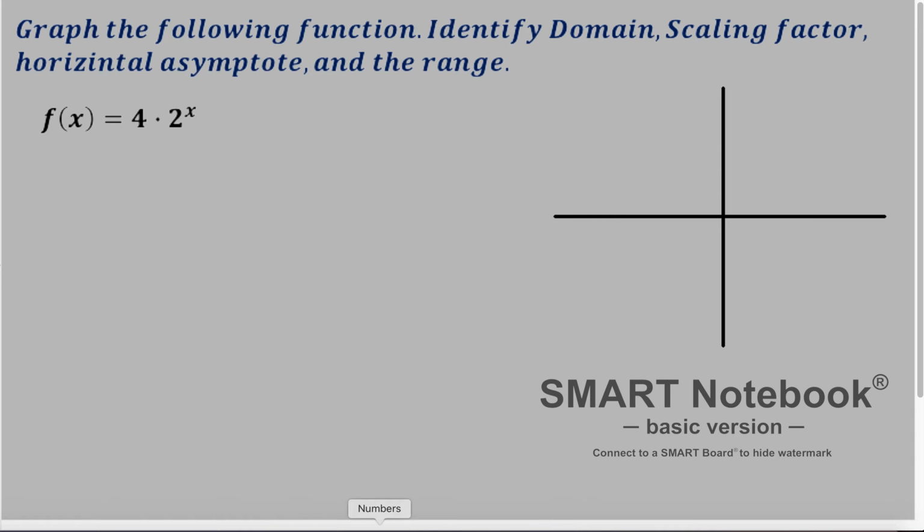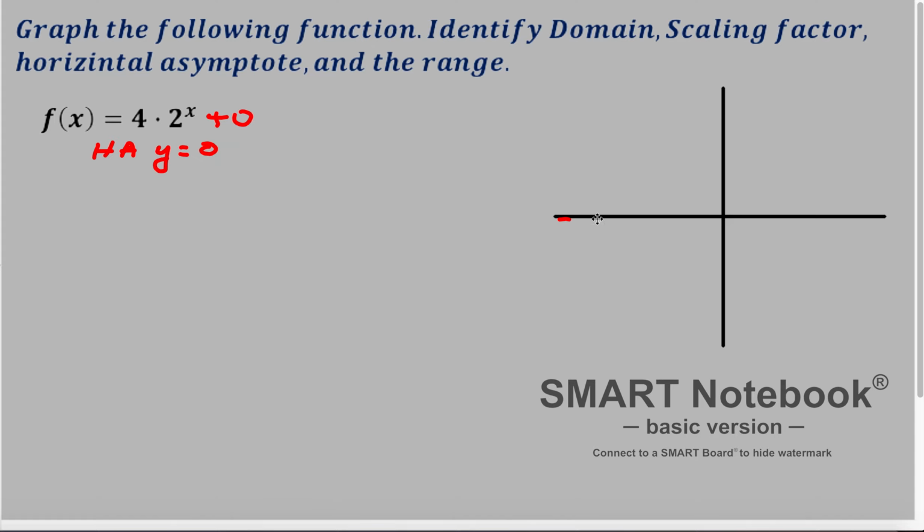Function, identify domain, scaling factor, horizontal asymptote, and the range. So to graph this first, let's find the horizontal asymptote. Okay, we already see here, for example, this one is almost similar to the parent function 2^x, and we are adding here plus 0, so 0 here identifies the horizontal asymptote. So the horizontal asymptote is y equals 0.